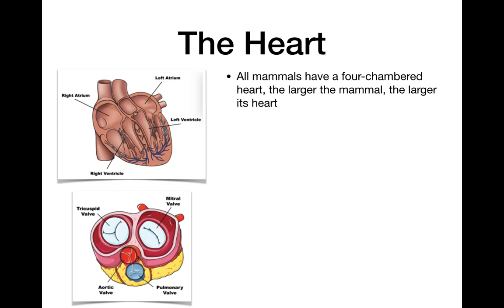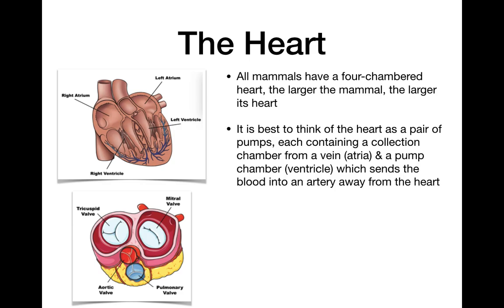Well, hearts have to pump the blood all around the body. So the bigger the body, the bigger the pump has to be. And the heart is just a very muscular pump. The best way to think of it is not as one pump, but as a pair of pumps. It's two pumps, and each pump has a collection chamber where it collects the blood, and then a pumping chamber that's more muscular. The collection chambers are the atria, the right atrium and the left atrium. And the pumping chambers are the ventricles, the right ventricle and the left ventricle.